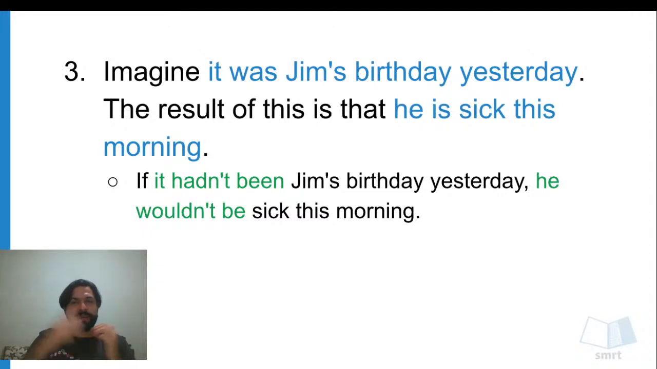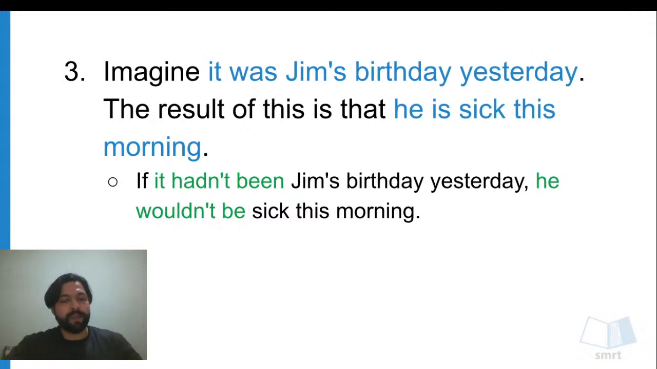Well, it was his birthday yesterday and today he's sick. Maybe he's sick, not a disease, but maybe he drank too much and he's got a stomach ache or something like that. So he's feeling sick. His birthday was yesterday, today he's sick. If it hadn't been Jim's birthday yesterday, he wouldn't be sick this morning. He drank a lot. So if he hadn't drunk so much, he would be fine now.